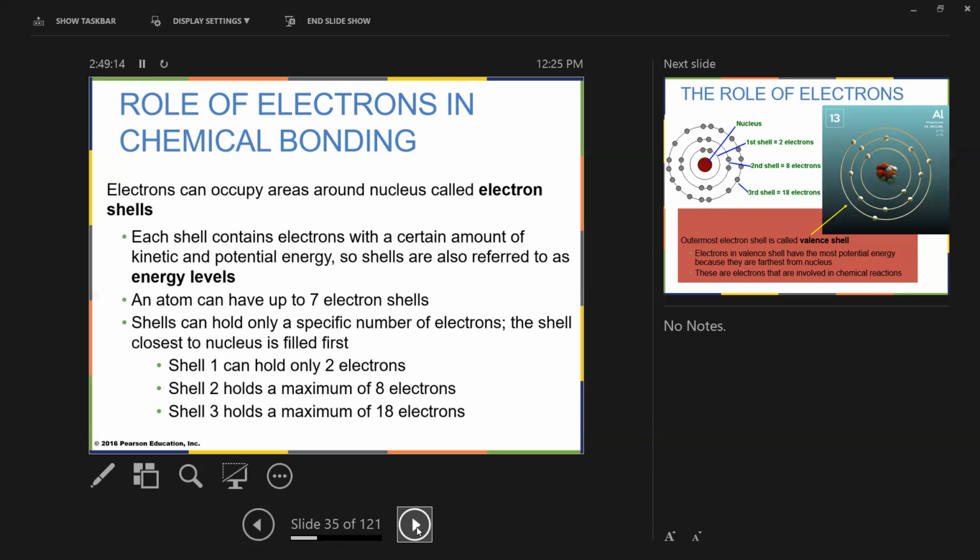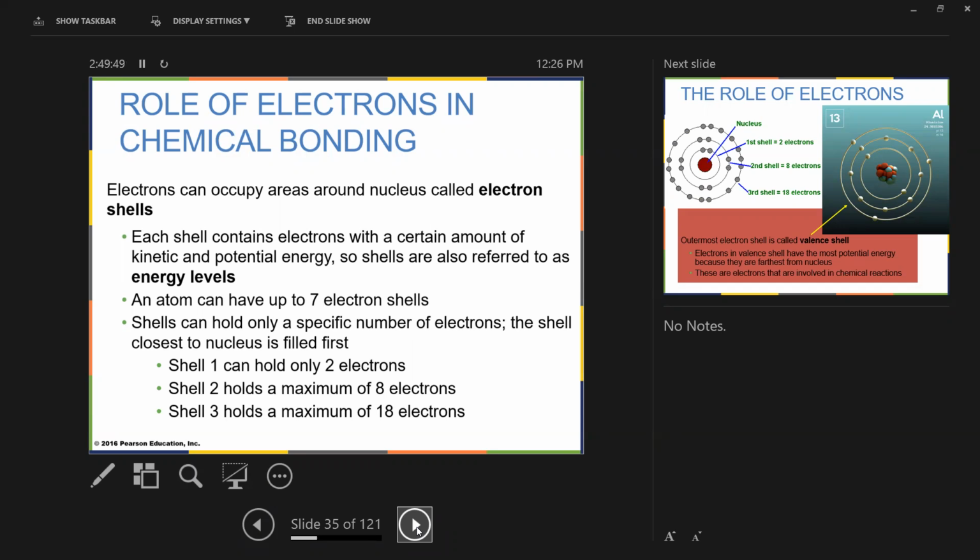But the next shell out, the second shell, where carbon has 4 electrons, because it has 6 protons, so it has 6 electrons, and in its second shell it has 4 electrons. They don't have to work as hard to keep from getting pulled in. They have some potential energy to play with. They don't have to use all of their kinetic energy to keep from getting sucked into the nucleus. The further out we go, the more potential energy each electron is going to have.